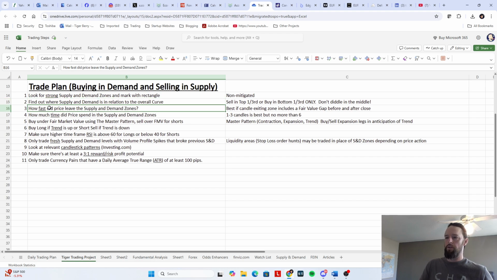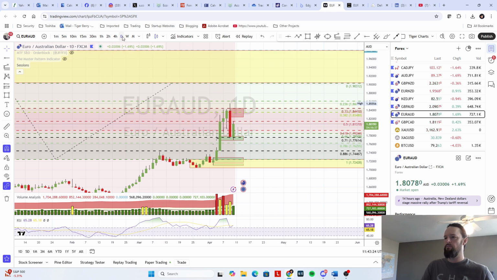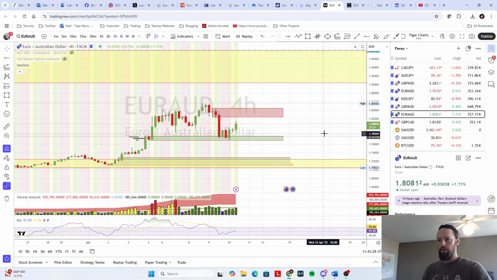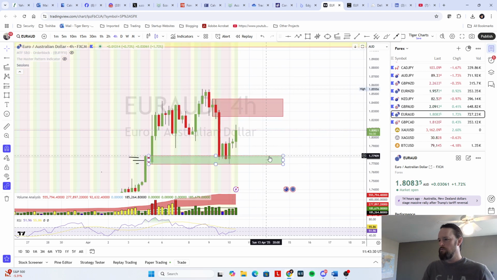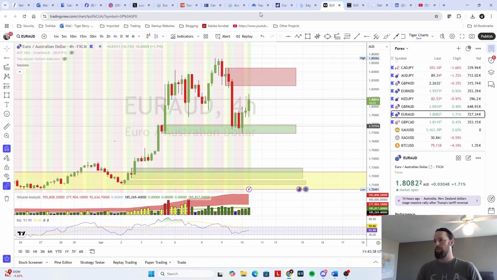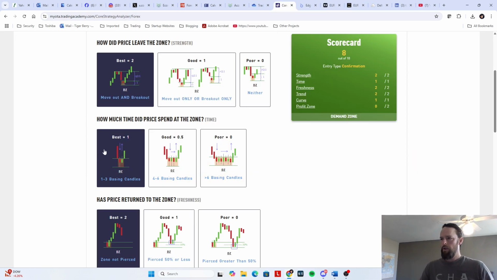Here's another important point. Number 3: how fast did price leave the supply and demand zone? Well, let's go take a look. Let's go to my 4-hour zone. Since I've got the curve out of the way, I'm just going to get rid of this. Okay, that way it's a little cleaner. All right. So we've already determined that's our demand zone, right? So here's what I want to pull out. I want to pull out this tool to show you something. Okay. Look right here at the top. Strength. How did price leave the zone? So this is our demand zone.